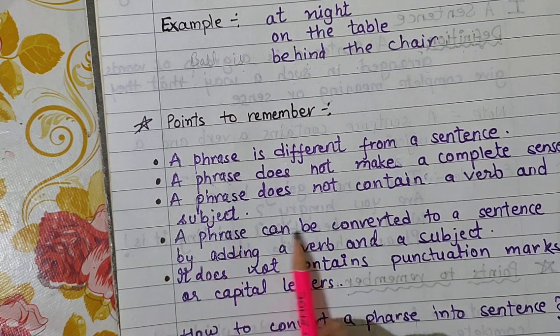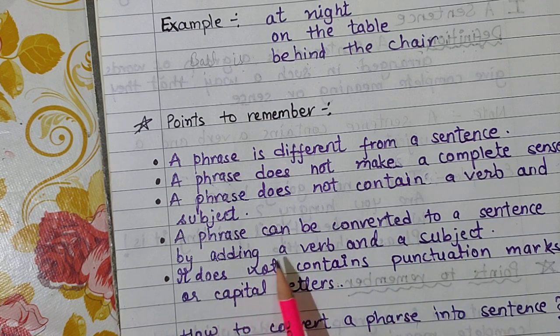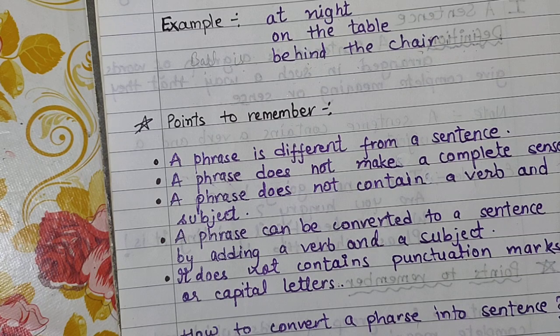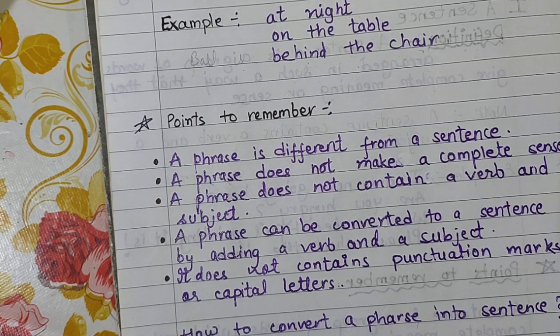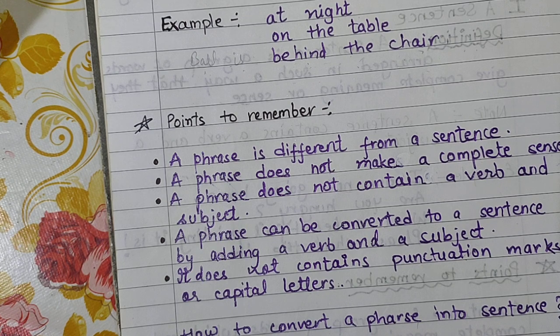Next is, a phrase can be converted into a sentence by adding a verb and a subject. Now I have already told you that a phrase does not contain a verb and a subject, but if we add a subject and a verb in a phrase, it will be a complete sentence. So we can convert a phrase in sentence by adding a verb and a subject.